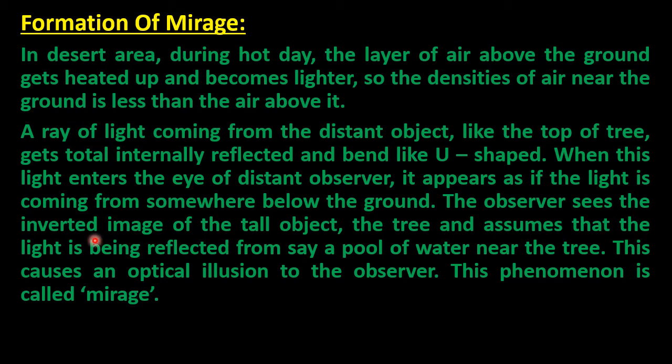The observer sees the inverted image of the tall object, which is the tree, and assumes that the light is being reflected from, say, a pool of water near the tree. So he assumes that there is a pool of water near the tree, and that he is seeing the inverted image of the tree. This causes an optical illusion to the observer, and this phenomenon we call mirage. So this is the explanation of mirage.